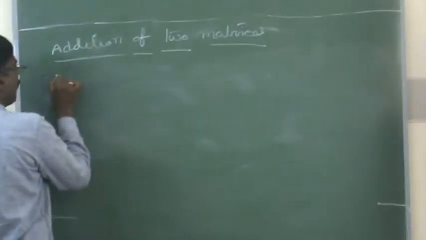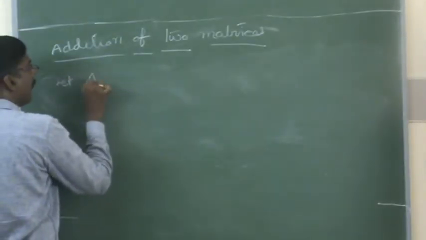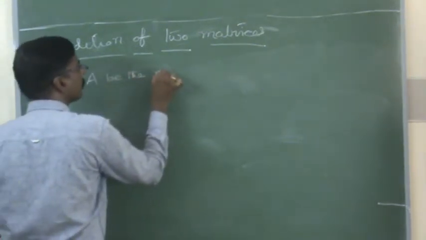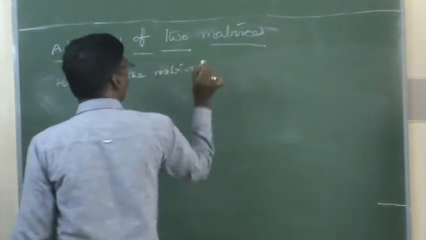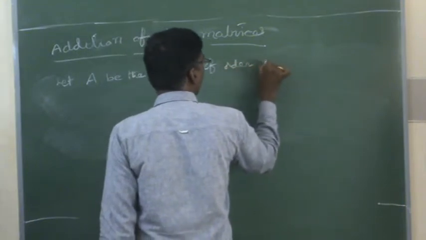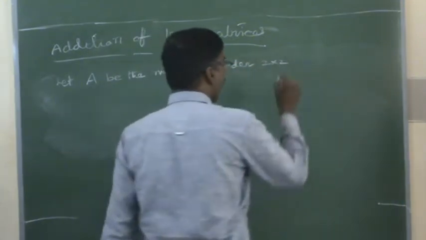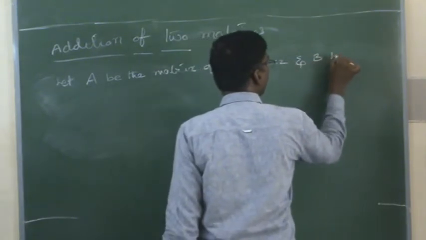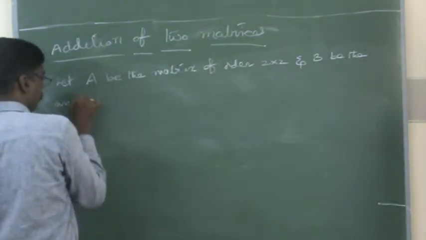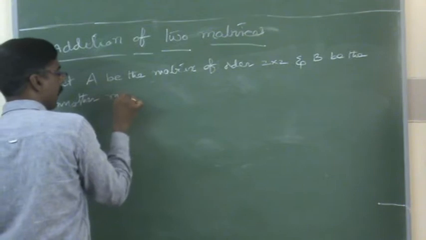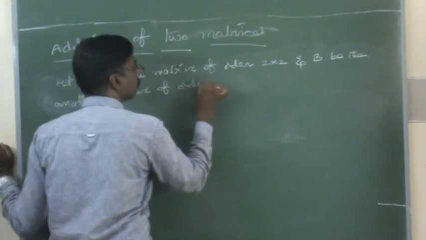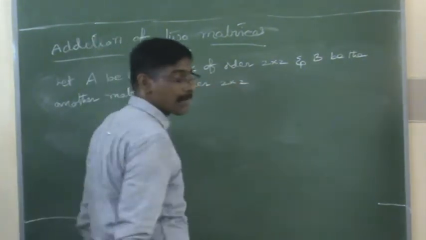Next, I am writing, let capital A be the matrix of order 2 by 2, by assumption, and capital B be another matrix of order, this is also 2 by 2. For assumption, how to add the two matrices.